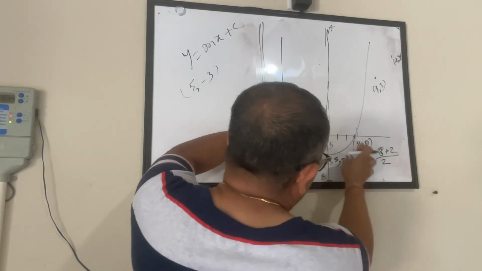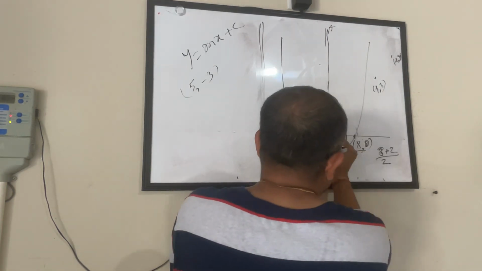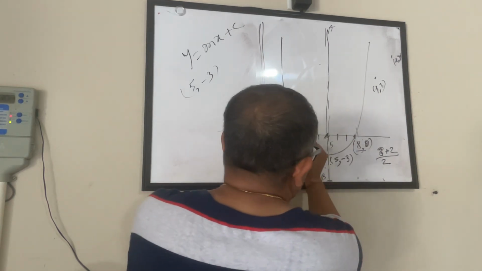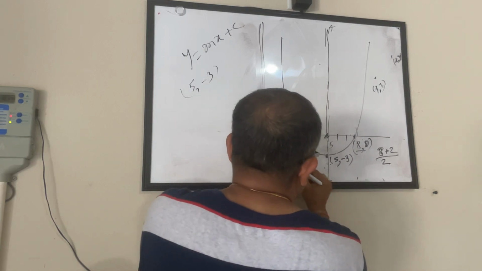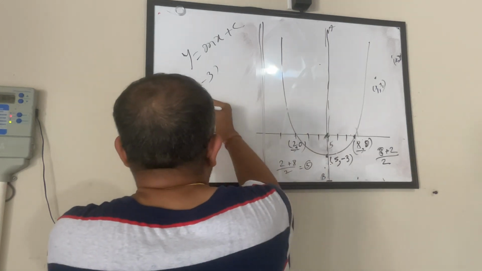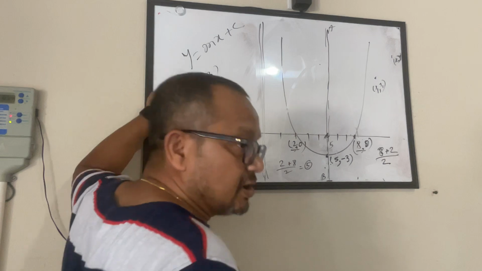My second point will be, since this is a line of symmetry, just half of this. The x coordinate for this will be half of the x coordinates of this and this. So 2 plus 8 by 2. So the x coordinate will be 5. The y coordinate will anyway be 0. So this is 5 and 0. These are the 2 points I got.